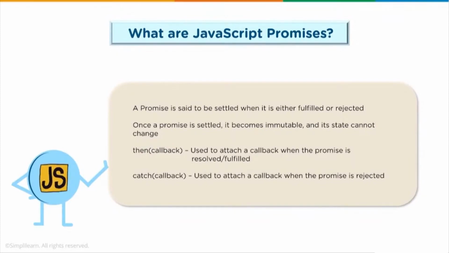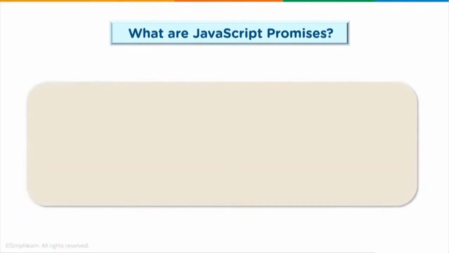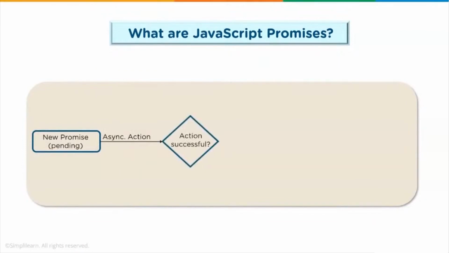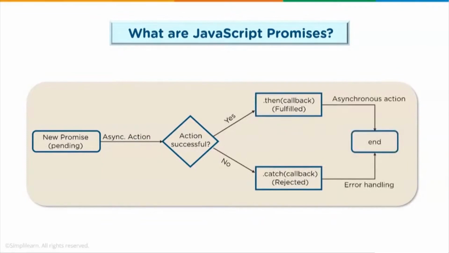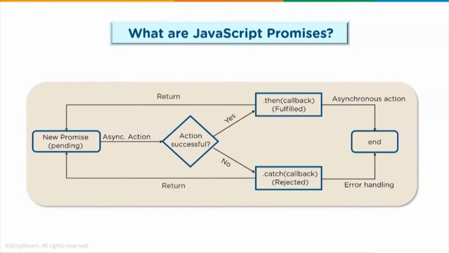So moving on, let's look at a quick flowchart to understand promises better. First up, you have a new promise. Now the promise is in the pending state. Now this promise runs an asynchronous action. Now we check if the action is successful. If it is a yes, then we call the then method. And if it is a no, then the catch method is called. And to end it, if it is fulfilled, then the asynchronous action is performed. And if it is not, that is if it is rejected, then error handling is performed. And lastly, the values of these methods are returned to the promise. I hope this was clear.